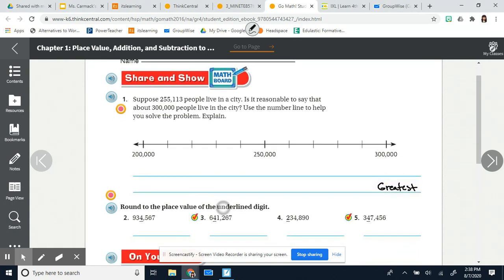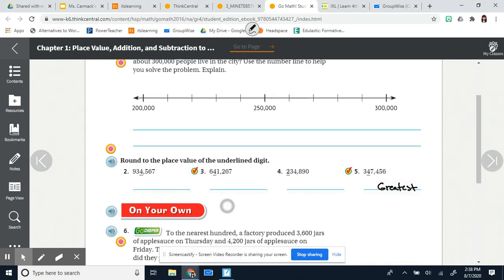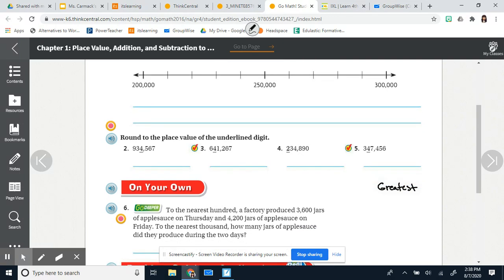Okay, so a little practice with rounding. Let's look at number 2, this guy. 934,567. So the number that's underlined is 4. Okay, so I'm rounding the thousands place. So now I'm going to look at the neighbor number. So the number next to it, it's a 5. So again, lucky number 5. When it's 5 or greater, you're going to do this.